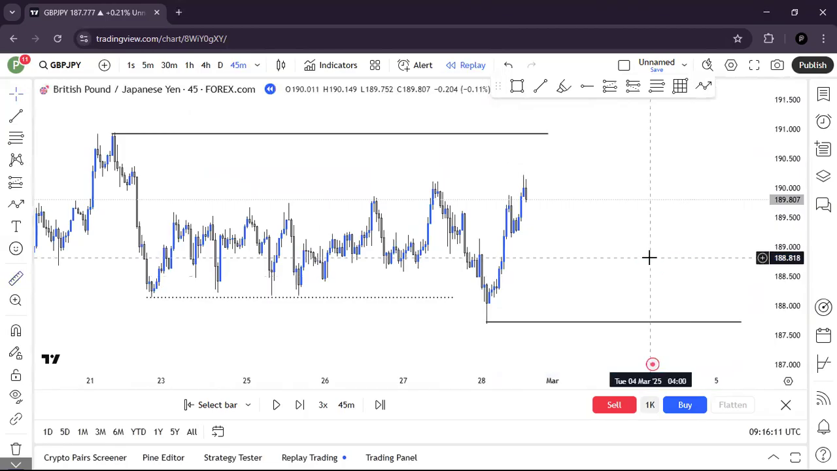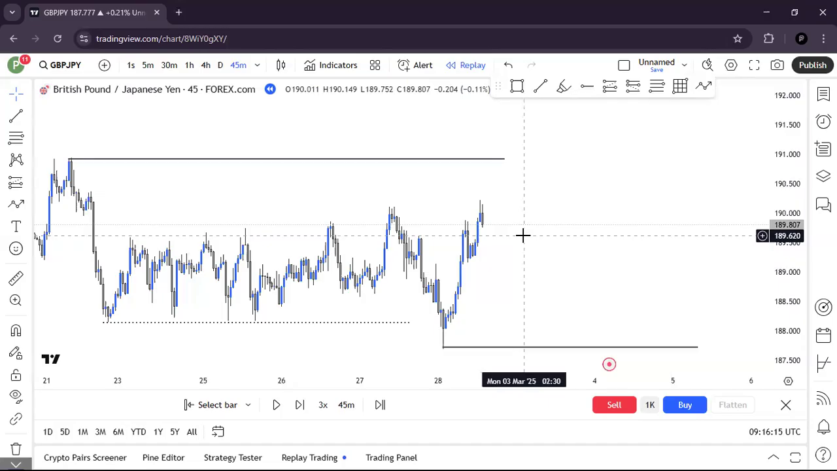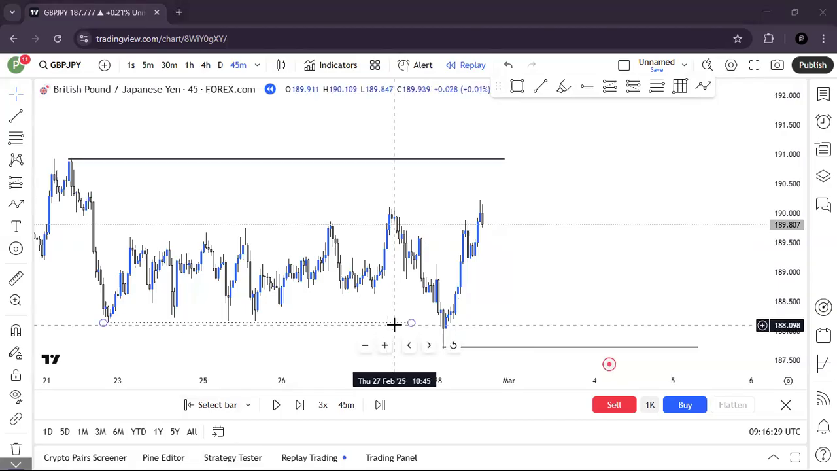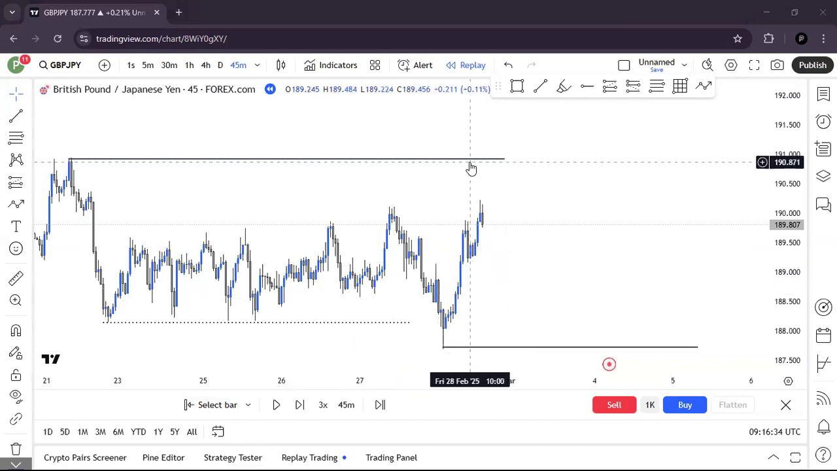All right. So our expectation is that if market breaks this swing high, it confirms our bullish bias. Are you getting what I'm saying? So if market breaks that high, it confirms that this is going to be a bullish movement. So let's continue.